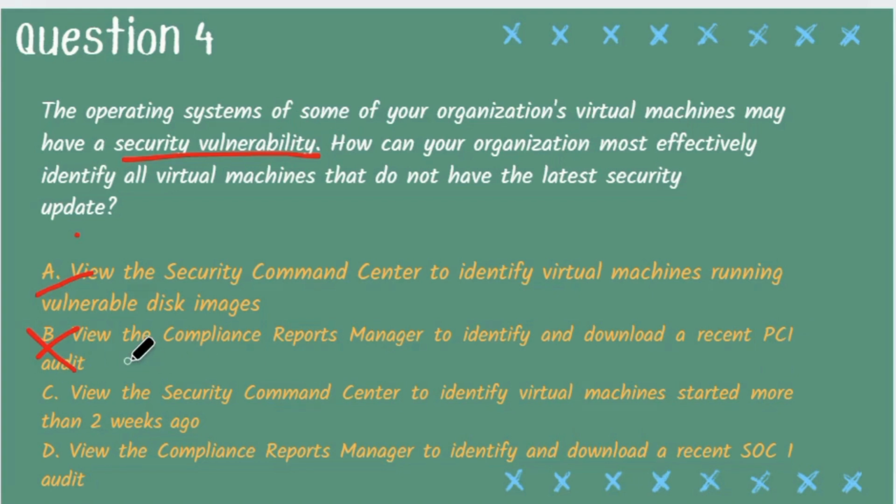And then let's look at option C. Security Command Center to identify virtual machines started more than 2 weeks ago. Now there is no time horizon specified in this question, if you see. So this is not the best answer, but let's just put it aside so that we can eliminate a few more options in the next go. Then D: view the Compliance Reports Manager to identify and download the recent SOC audit. This again is not the right answer. So among options A and C, option A is better. So let's just go with that.